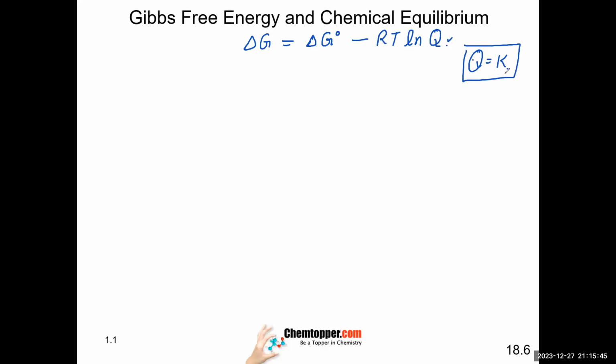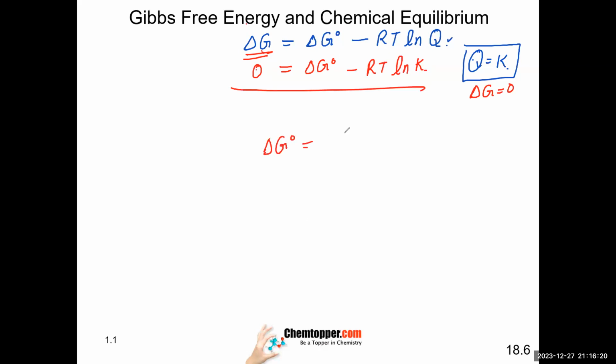And when the system is in equilibrium, delta G is equal to 0. Remember in the first slide I was showing you, Gibbs free energy for an equilibrium is 0. Reaction is equally spontaneous in both directions, is 0. So 0 equal to delta G naught minus RT ln K. So rearrange. Delta G naught is RT ln K. That's the relation I'm talking about.